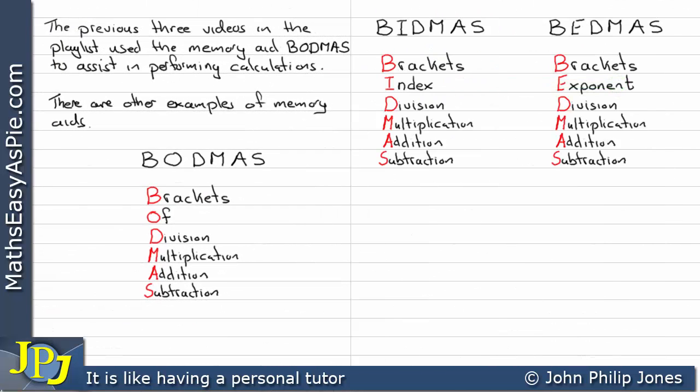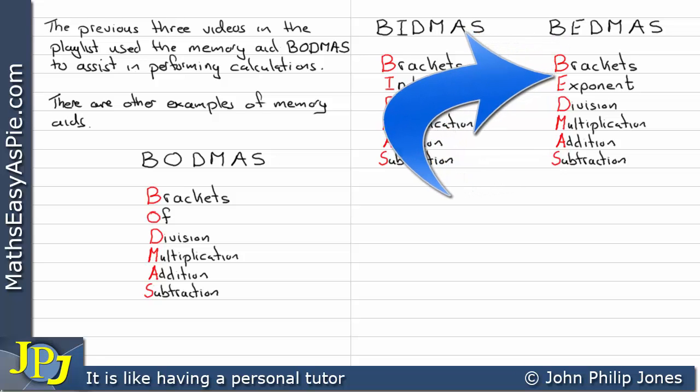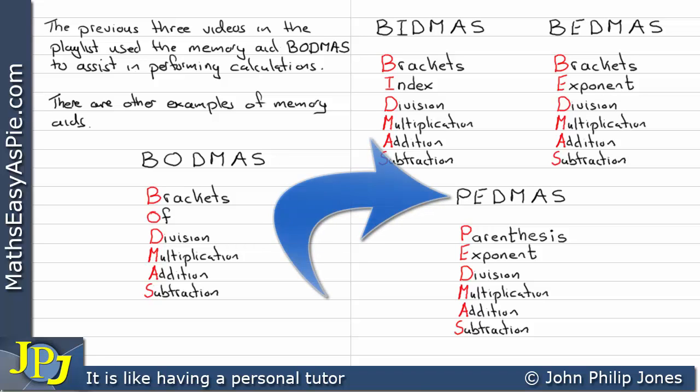Another variation on the memory aid is BEDMAS, and this is where we actually have E in this position to represent exponents. So again, we're talking about powers, and powers come after brackets and so on, as we've looked at in all of the previous videos. Another variation is PEDMAS, where the B that we've looked at in previous memory aids is replaced by the P, and this stands for parenthesis, which is another word for brackets.